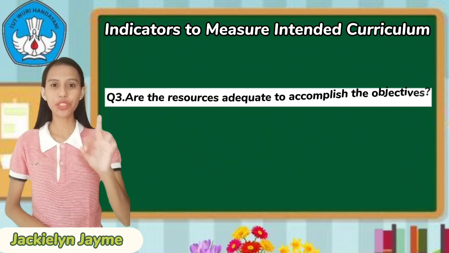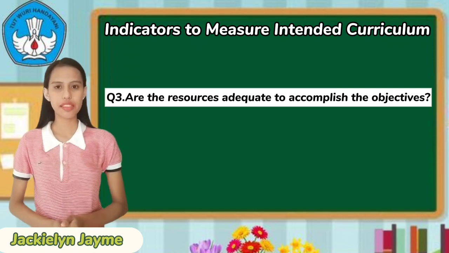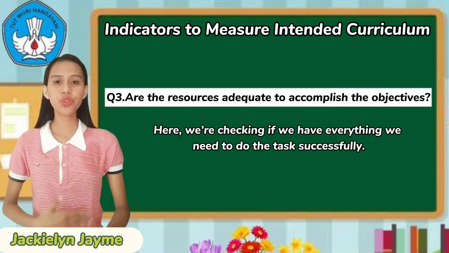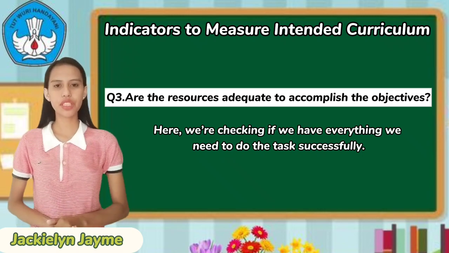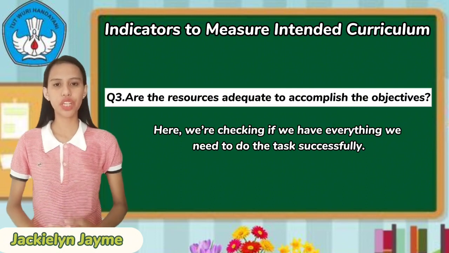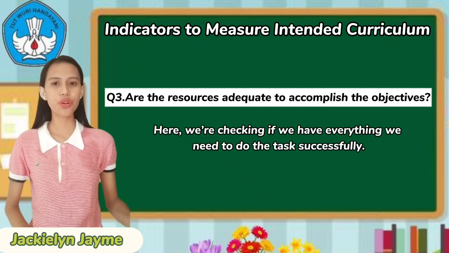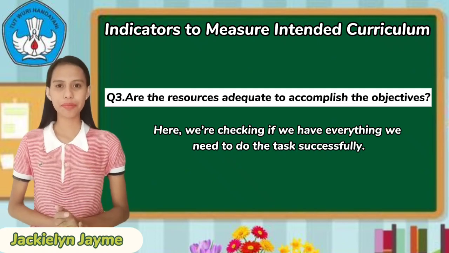Next, for the third question, are the resources adequate to accomplish the objectives? Here, we are checking if we have everything we need to do the task successfully. For example, if we have an objective to create a science project on the solar system, we need to ensure we have access to books, papers, markers, and information about planets.